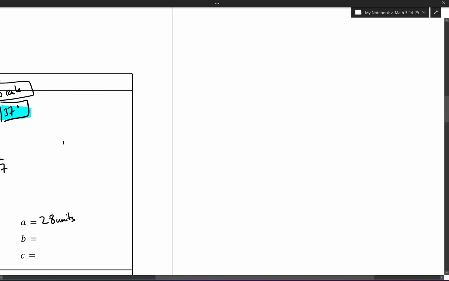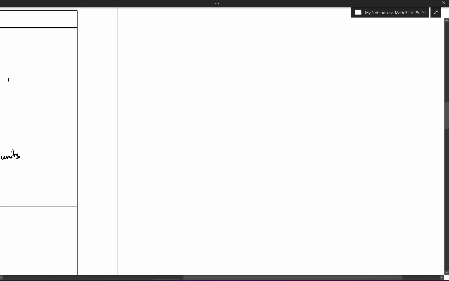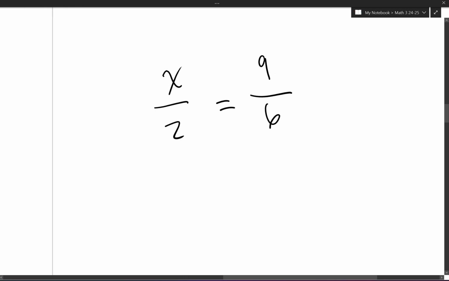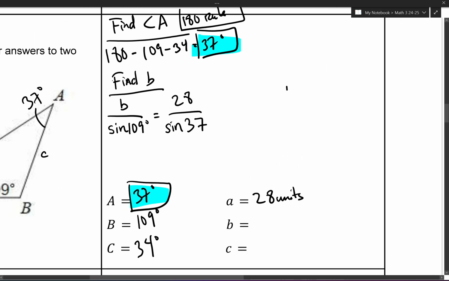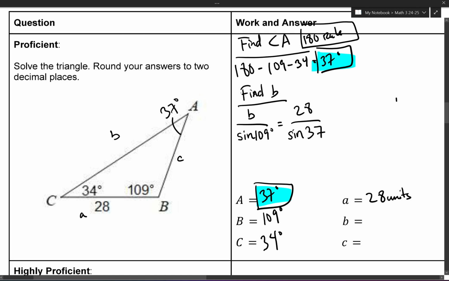So no different from a problem that looks like this, maybe: x over 2 equals 9 over 6. Solve for x. If I asked you to solve for x, I'm sure you could do it pretty easily. Multiply by 2, and I get x equals 18 over 6, which is 3. Same idea. We just have degrees and we have sine, I know, but don't freak out. It's the same thing going on.